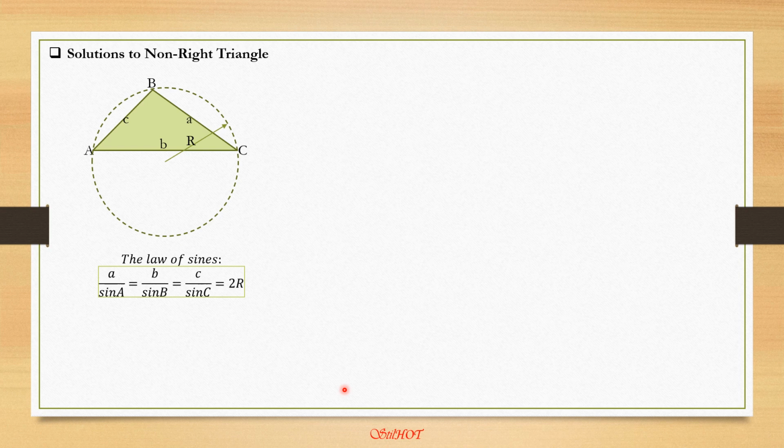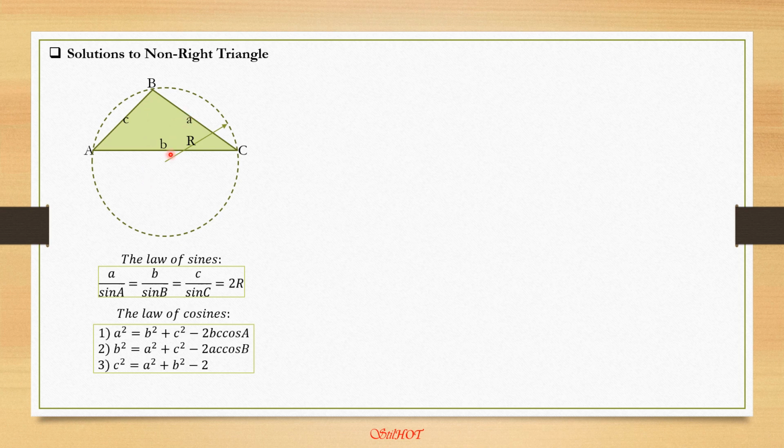Then the law of cosines is, you are probably familiar with the statement: any side squared is the sum of the squares of the other two sides minus twice the product of the other two sides times the cosine of the angle between those sides. So a squared is equal to b squared plus c squared minus 2bc cosine of angle A. Following the pattern, b squared equals a squared plus c squared minus 2ac cosine of angle B. Then c squared equals a squared plus b squared minus 2ab cosine of angle C. That's the law of cosines.